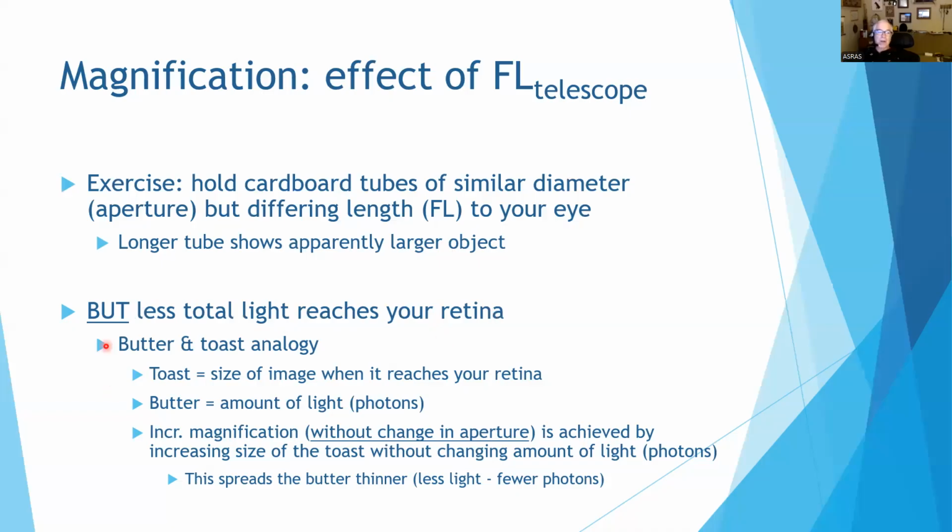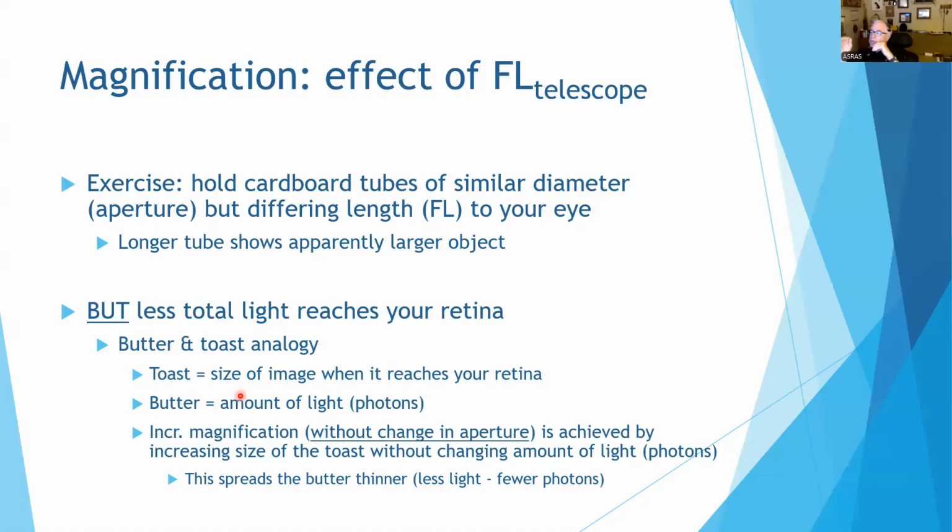And there is a butter and toast analogy. So if you can imagine the size of the picture that reaches the focal plane of the telescope or your eye, your retina, magnification makes that whole thing bigger. So it's like if the size of your retina is a small piece of toast, magnification is achieved by making the size of the image that reaches your retina 3 times that size or 4 times that size.